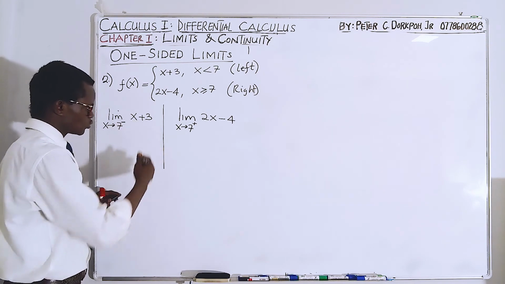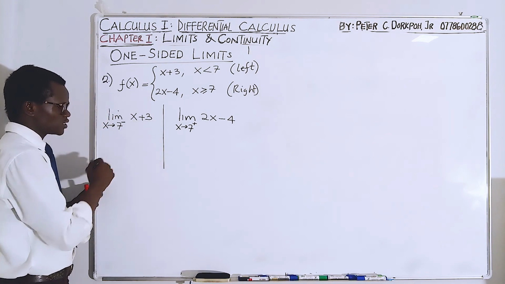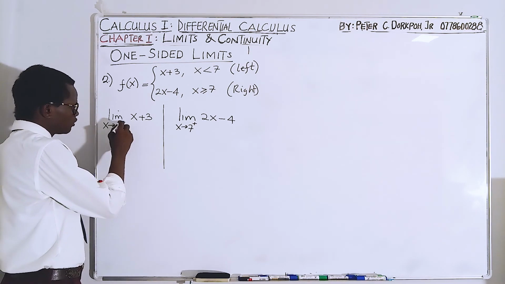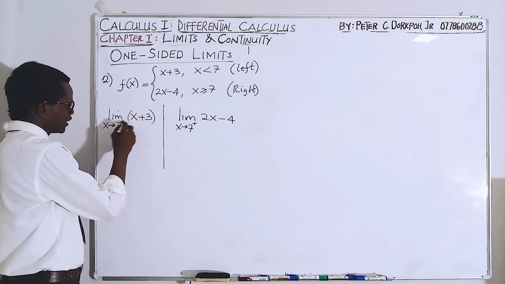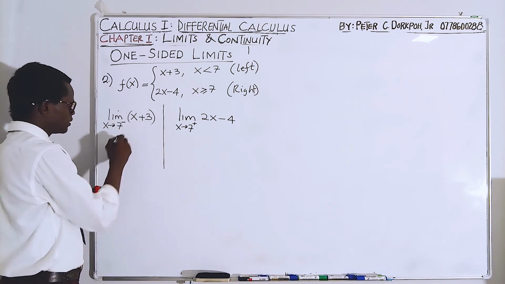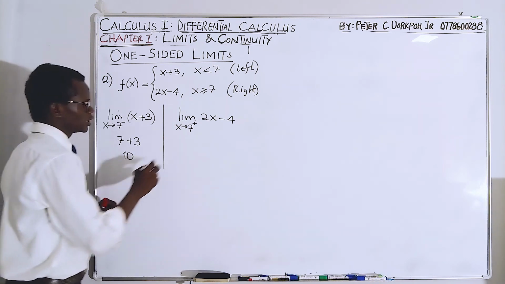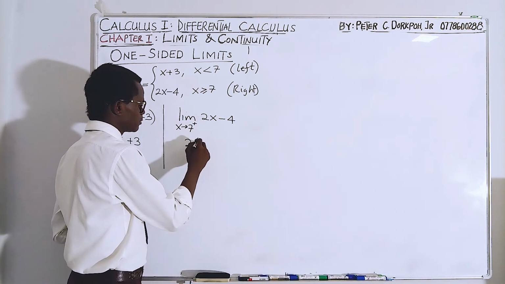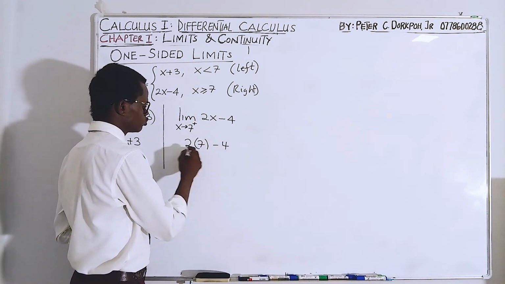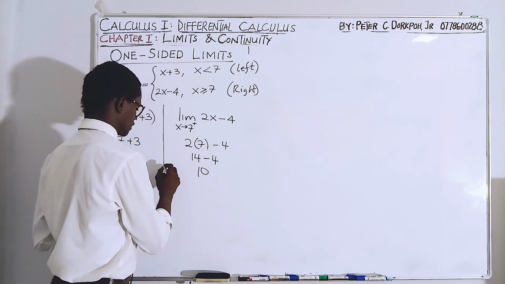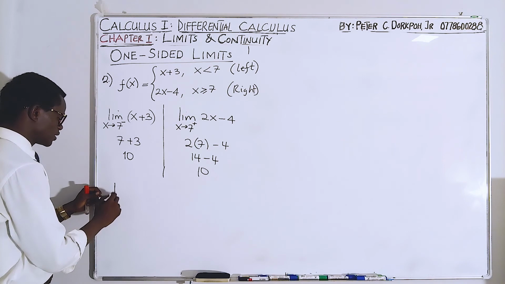So let's do this one in this form, and then the next one will continue from how we've been doing it. So we take the limit of this function. When x is approaching 7, we replace x with 7. 7 plus 3 is now 10. We have 2 times 7 minus 4. 2 times 7 is 14, minus 4 is 10.